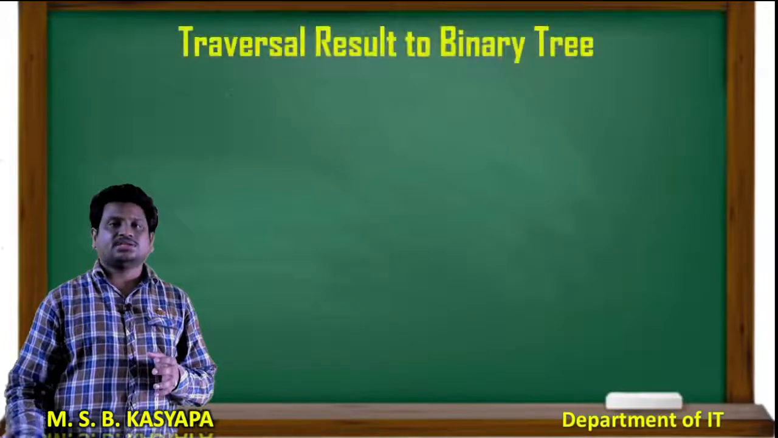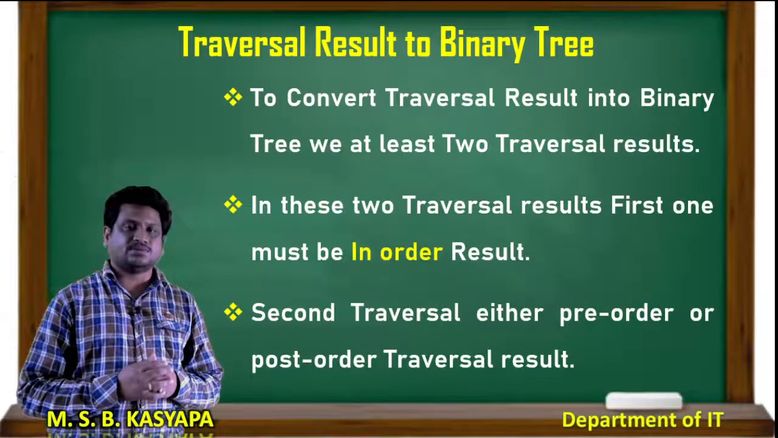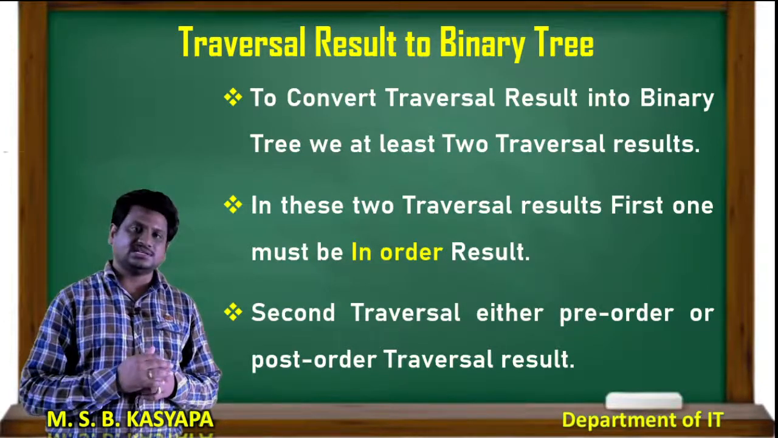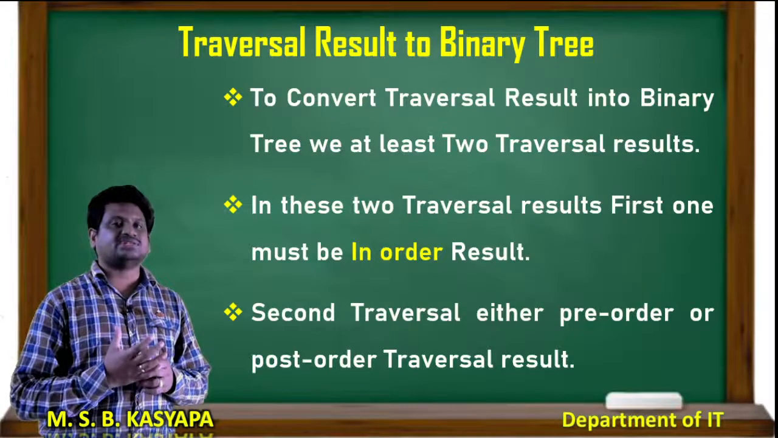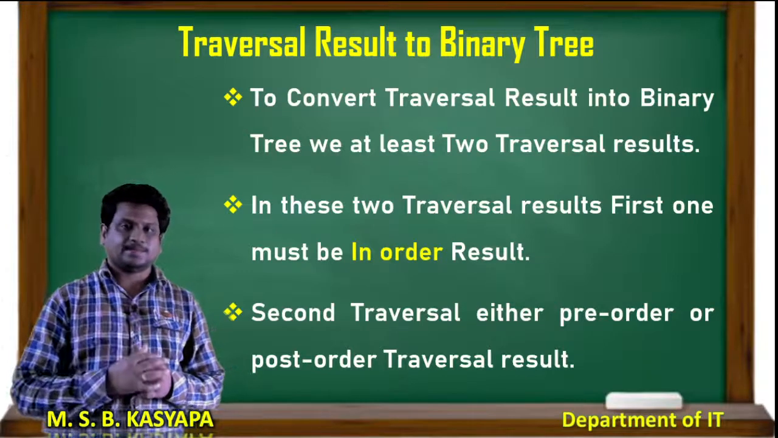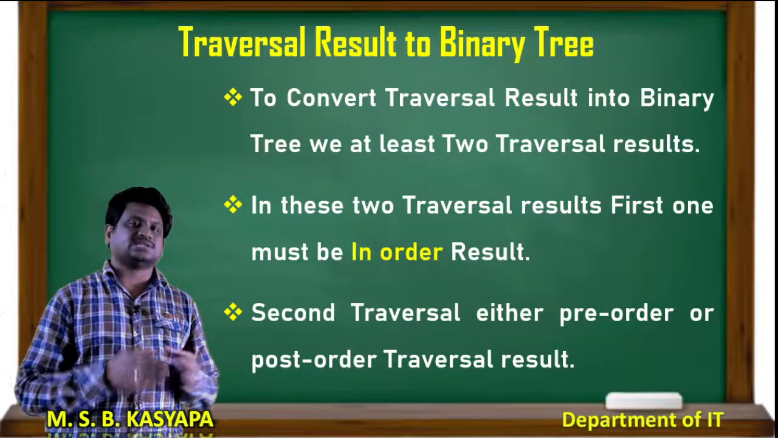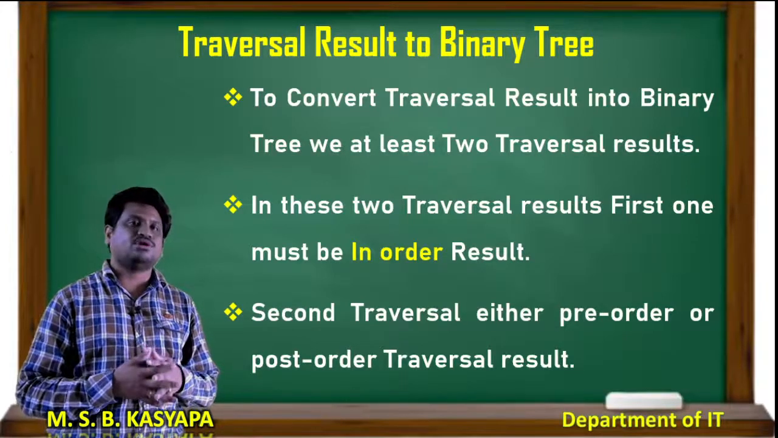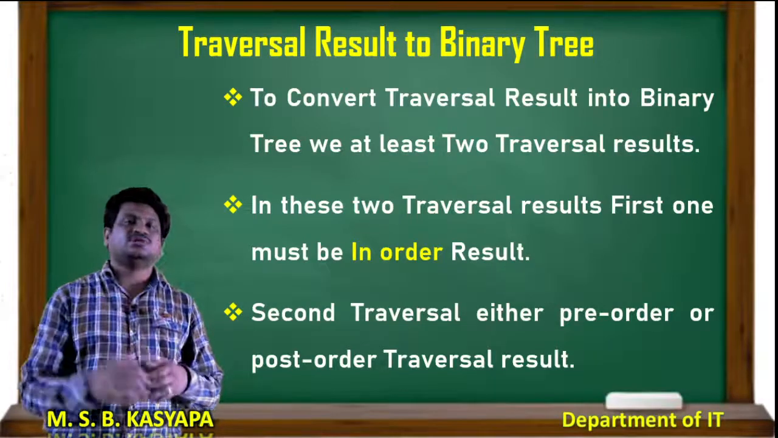In binary tree operations, previously we discussed how we represent the binary tree with respect to arrays and linked lists, and after that we discussed how to traverse the values or nodes in the binary tree. Up to that we have discussed in the previous classes. Now I am going to discuss how we are going to convert those traversal results into a binary tree.